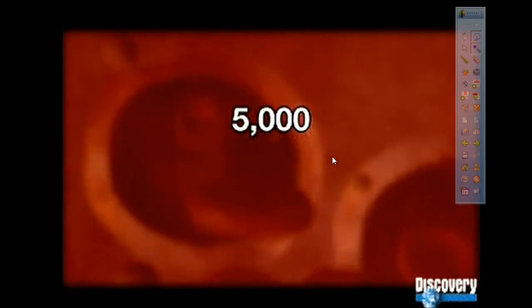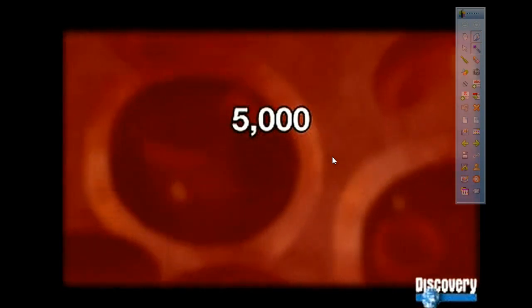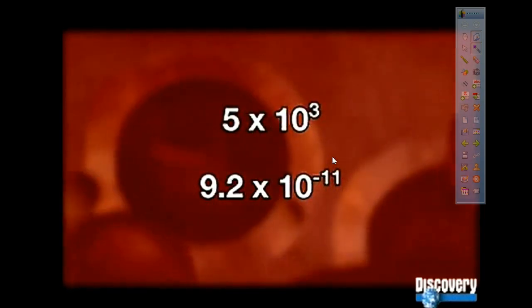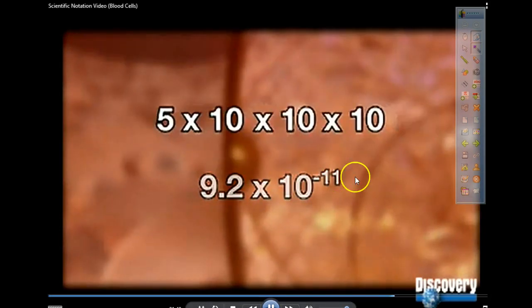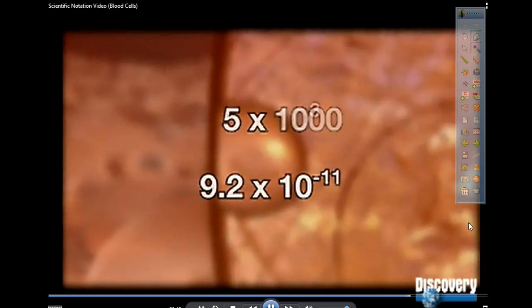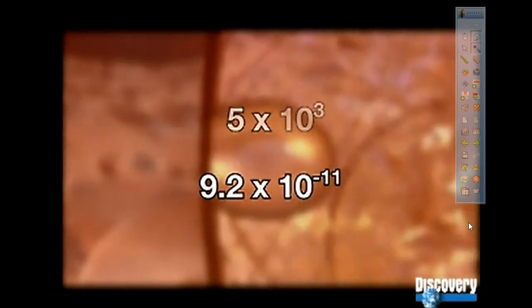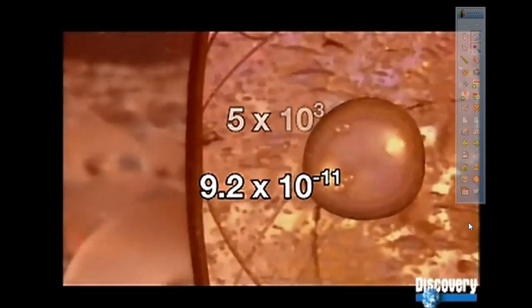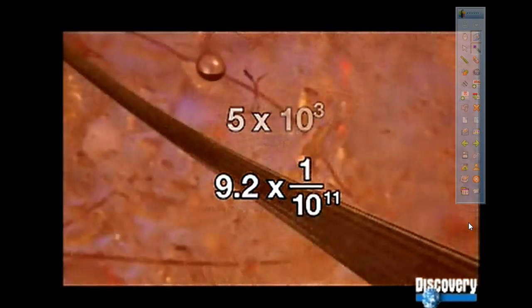Let's go inside the human body. The average adult has about 5 liters of blood, or roughly 5,000 grams. Meanwhile, a single red blood cell's mass is about this number of grams. We can write these numbers in scientific notation. The exponent of 3 means we multiply 10 times itself 3 times, which is 1,000. But what's the negative exponent? That means it's 1 divided by the base to that power. So 10 to the minus 11th power is 1 divided by 10 to the 11th power.